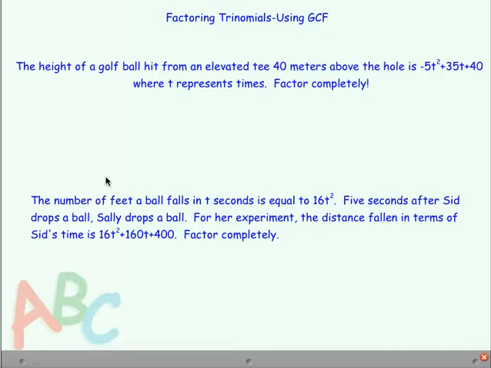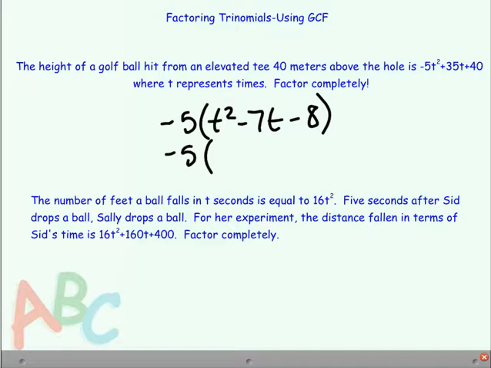So, we are going to factor out a negative 5 first. So we get negative 5 times t squared minus 7t minus 8. And we want to factor fully, so we have negative 5, and then we want to multiply to give me a negative 8, add to give me a negative 7, which means we're going to have a t minus 8 and a t plus 1.